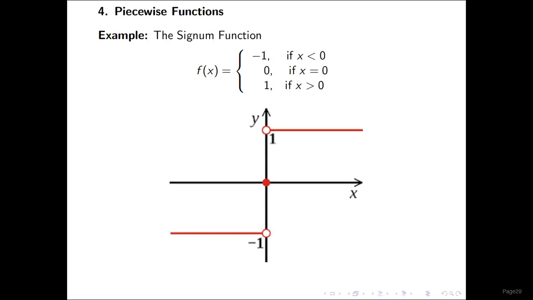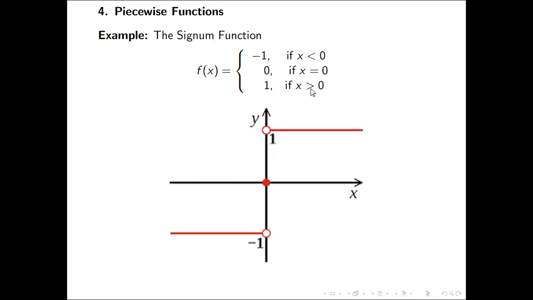Its graph is there. Notice that for negative values, the values of f or y will always be -1. For example, if I ask you, what's the value of f of -1? It's -1. What is the value of f of -2? -1. As long as x is less than 0. f of -10 is -1. f of -pi is -1.